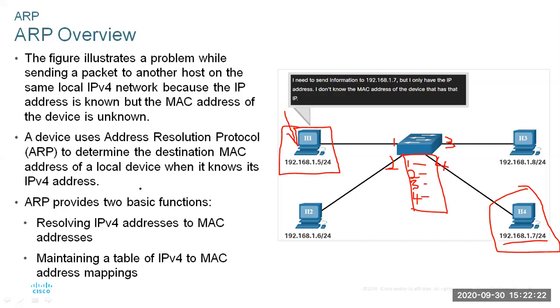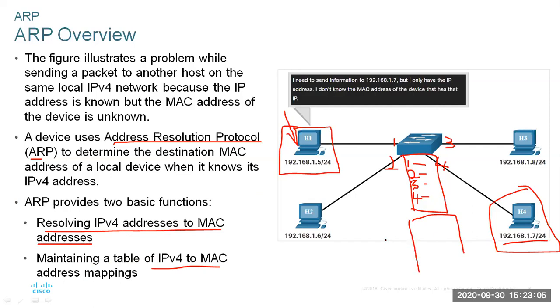So it says a device uses Address Resolution Protocol, ARP, to determine the destination MAC address of the local device when it knows the IP version 4 address. So how does it do that? It does two things. One, it resolves IP version 4 addresses to MAC addresses. And two, maintaining the table of IP version 4 to MAC address mappings. So remember, we have this MAC address table, then it has the table that maps the IP address to the MAC address.